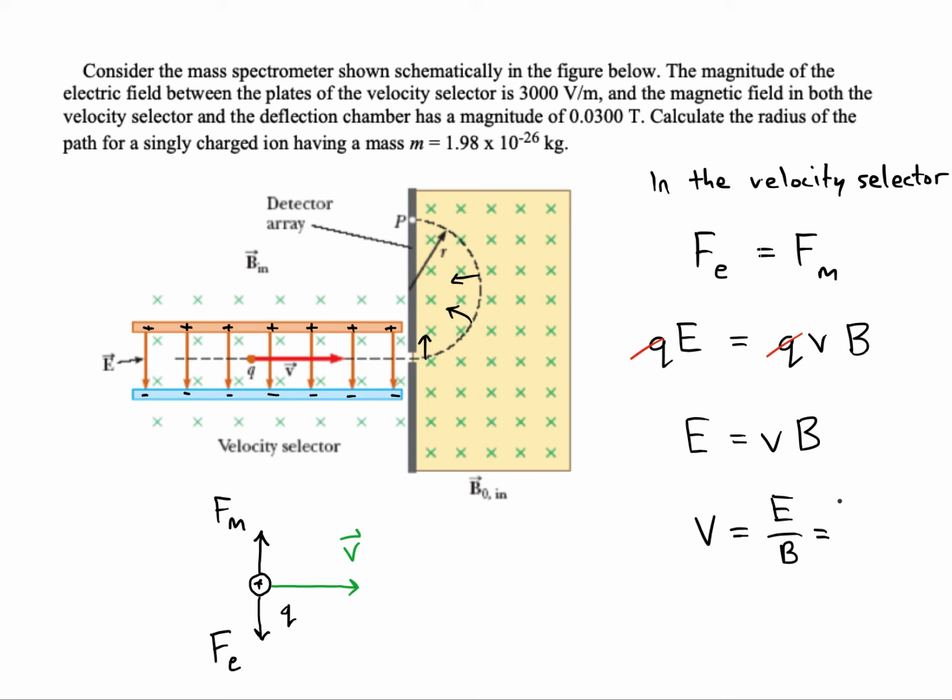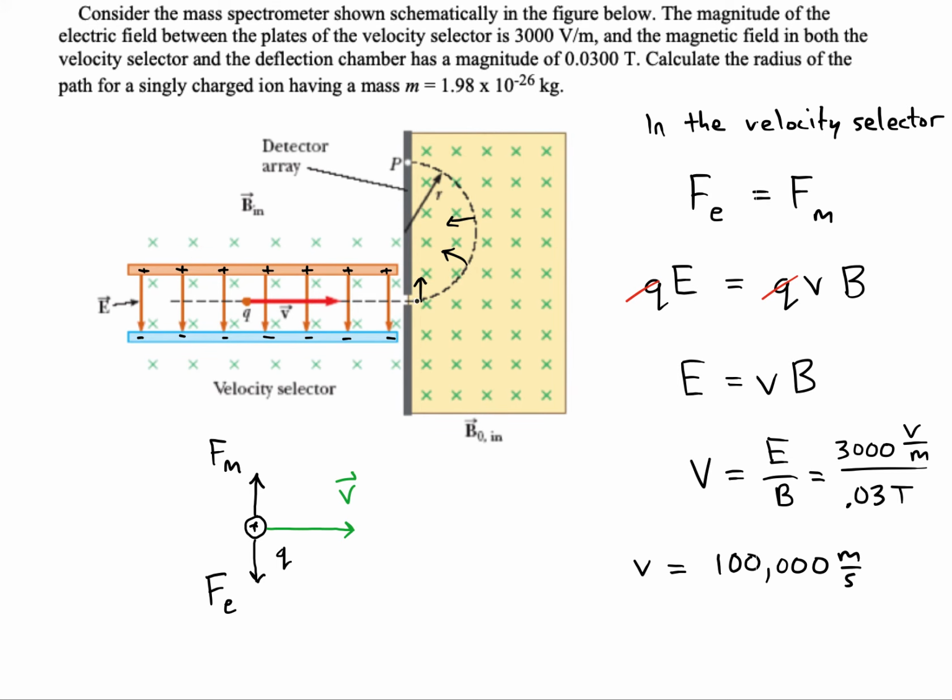So let's just plug in. Our electric field was 3,000 volts per meter. Our magnetic field is 0.03 teslas. So it looks like only particles with a speed of 100,000 meters per second can actually make it through the velocity selector. Now we know the speed upon entering the region of magnetic field. We can finally find the radius of curvature with the formula mv over qB.